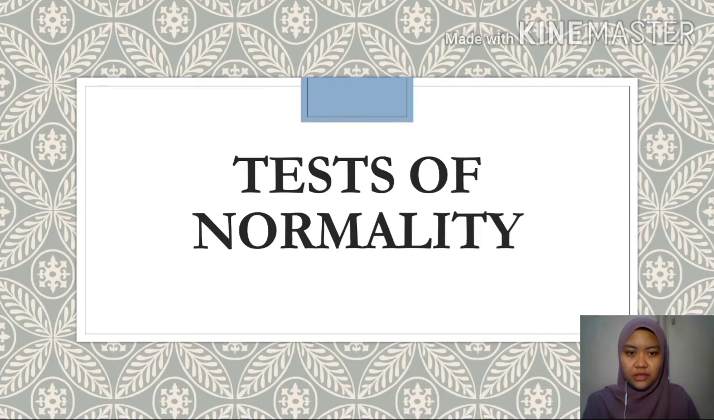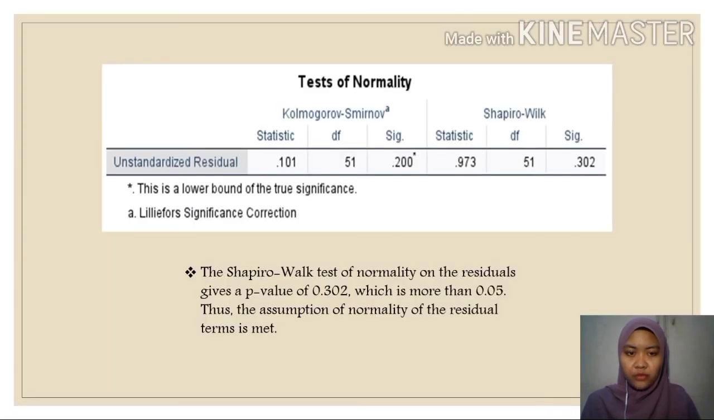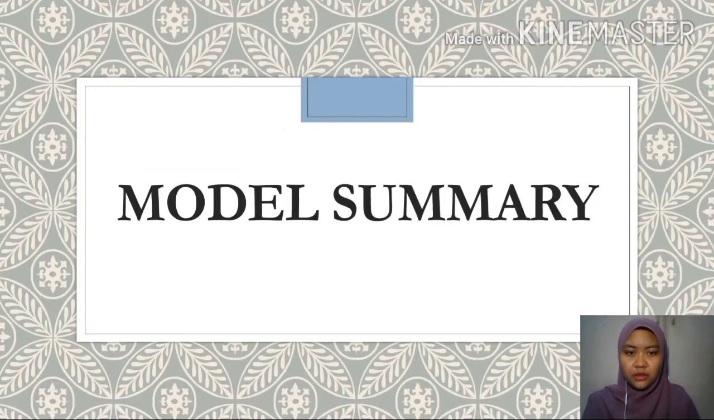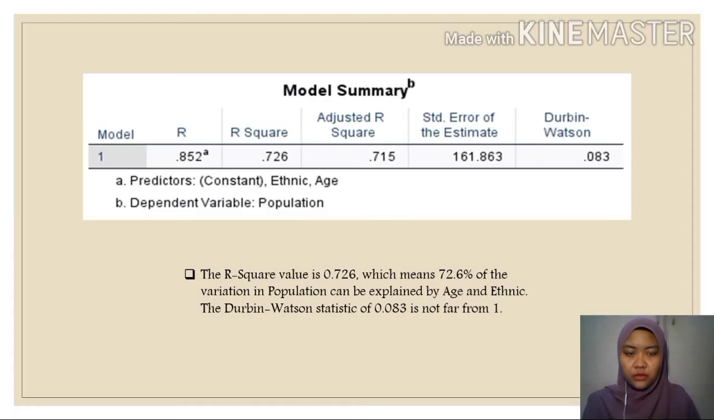Second is test of normality. From the table, we can see that the Shapiro-Wilk test of normality on the residual gives a p-value of 0.302, which is more than 0.05. Thus, the assumption of normality of the residual term is met. Third is model summary. From the table, the R-square value is 0.726, which means 72.6% of the variation in population can be explained by age and ethnic. The Durbin-Watson statistic of 0.083 is not far from 1.